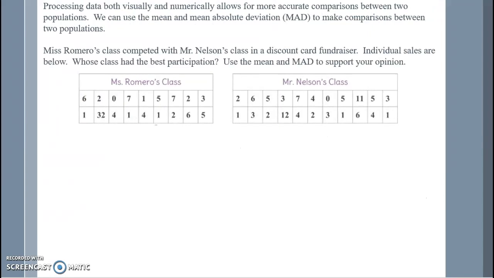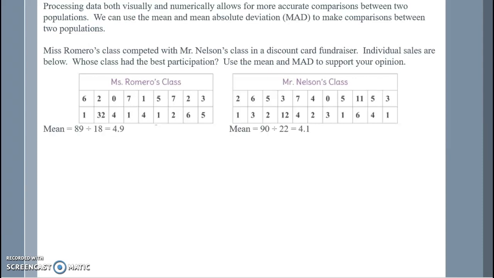Mrs. Romero's class competed with Mr. Nelson's class in a discount card fundraiser. Individual sales are below. Whose class had the best participation? We can use the mean and the mean absolute deviation to make comparisons between these two populations. Let's use the mean and mean absolute deviation to support our opinion.